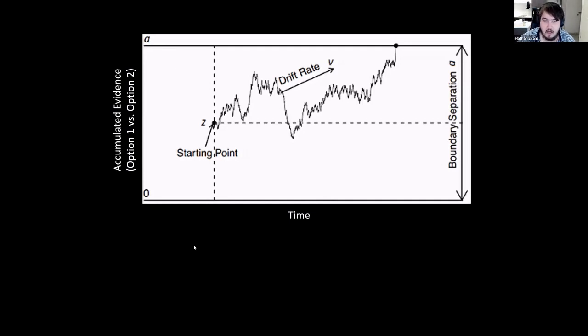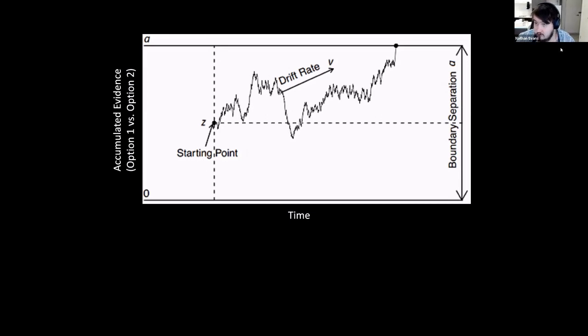A represents the boundary separation, and these are our thresholds. And our thresholds are what result in us making a decision. So essentially you'll be getting sensory information in, and that will accumulate evidence in your mind. And then eventually it will hit a threshold, either the threshold for option 1, which is at the top, or the threshold for option 2, which is at the bottom. And that will trigger a, oh yes, sorry, raised hands.